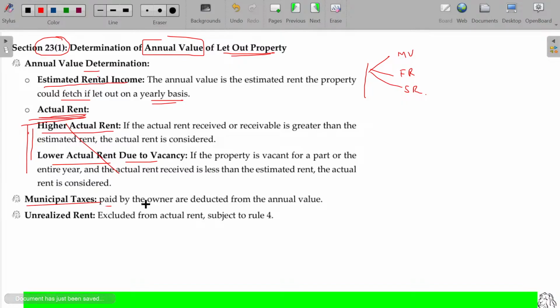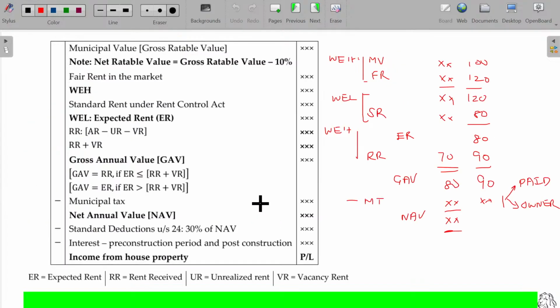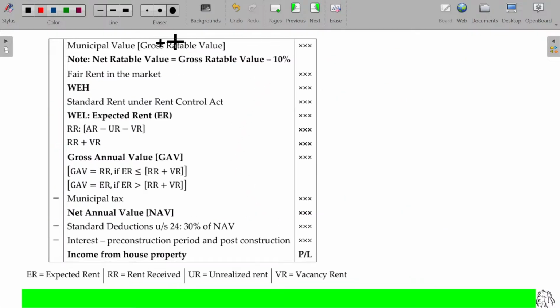Municipal tax paid by the owner is deducted from the annual value. Unrealized rent can be deductible if the conditions laid down in rule number 4 are satisfied. Between municipal value and fair rent, whichever is higher is the first calculation, restricted to the standard rent, so whichever is lower is taken, and that will be the expected rent. Rent received is annual rent minus unrealized rent and vacancy rent.